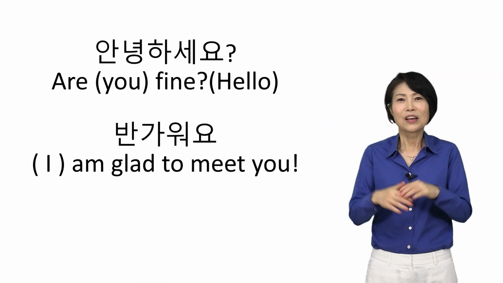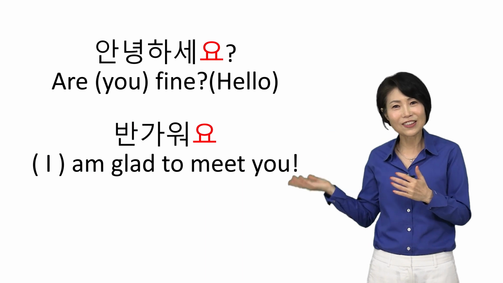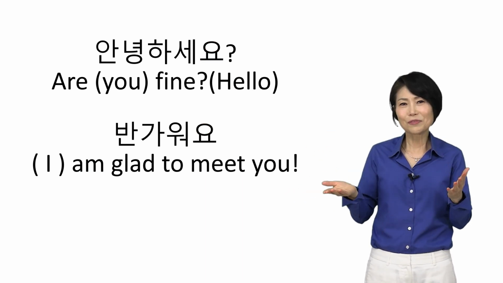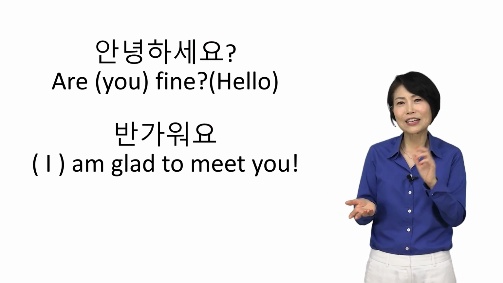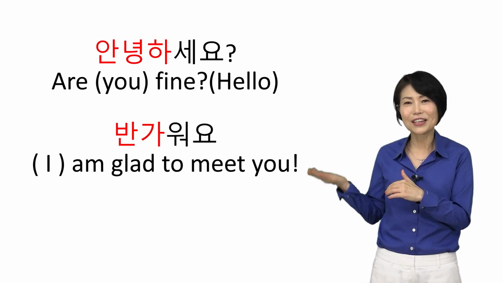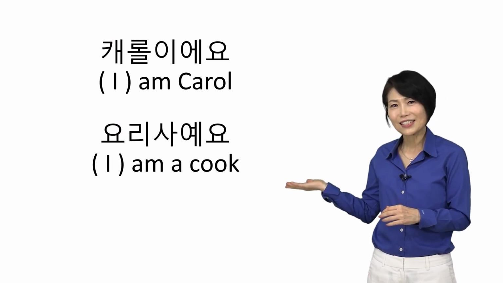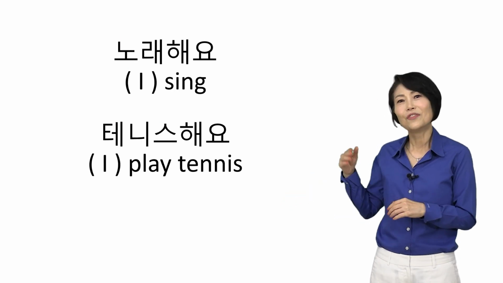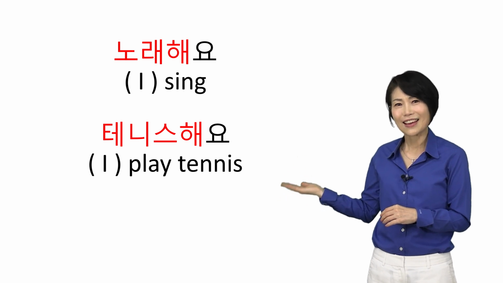Let's go. So on this slide, you see sentences that end with yo, like 안녕하세요 and 반가워요. In Korean, a lot of times you don't have to say the subject, but just predicates, which can be an adjective as in 안녕하세요 and 반가워요. Or a noun predicate like these, 캐롤이에요 and 요리사예요. Or a verb predicate like these, 노래해요 and 테니스해요.